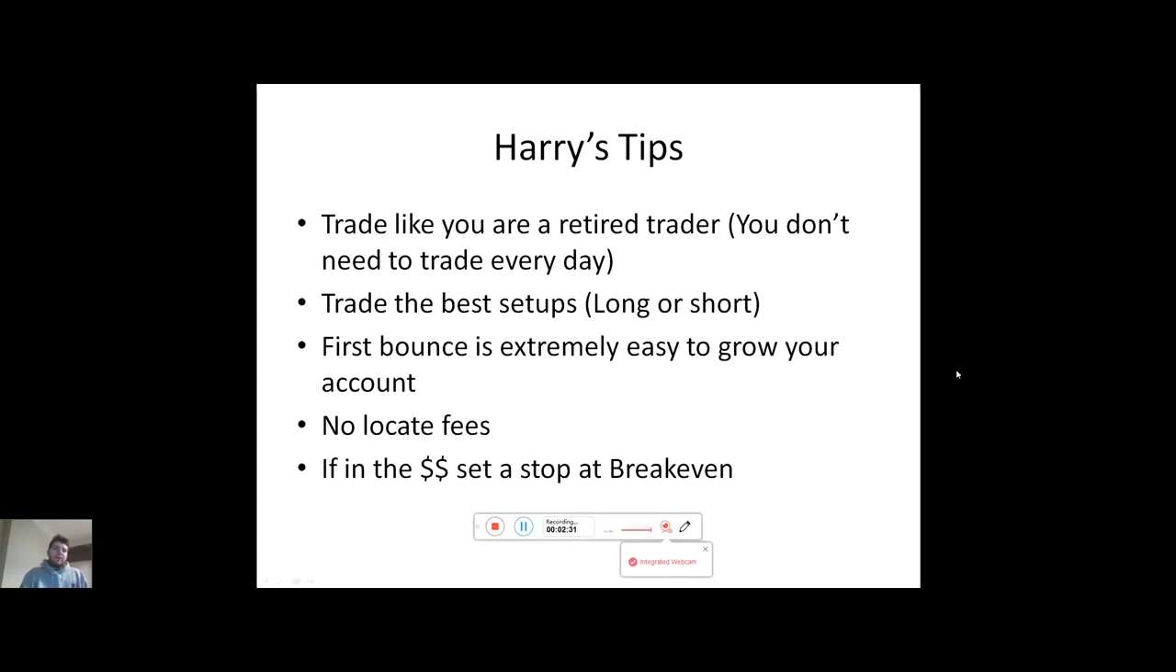The first bounce is an extremely easy way to grow your account. It's an easy setup. It's great to learn. I learned it from the MIC YouTube channel, and I tested it. I went over it, I practiced it, and now I'm using it in the market right now with a live account. There's also no locate fees with it. So if you're trying to grow a smaller account, sometimes those fees can really hold you down. Not having to pay those locate fees and still make money is great.